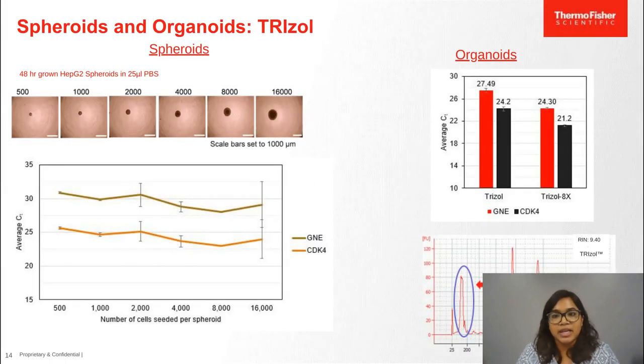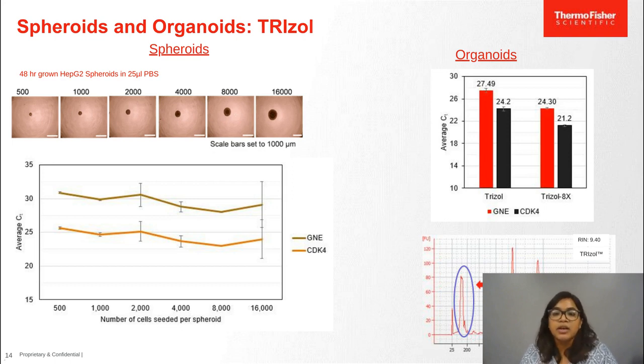All right, let's look at some data concerning spheroids and organoids when extracted with the TRIzol kit. So these spheroids that you're seeing on the top left in the picture were grown for 48 hours. They're Hep G2 spheroids, and after 2 washes with PBS, once the media was removed, 25 microliters of PBS was left prior to extraction.